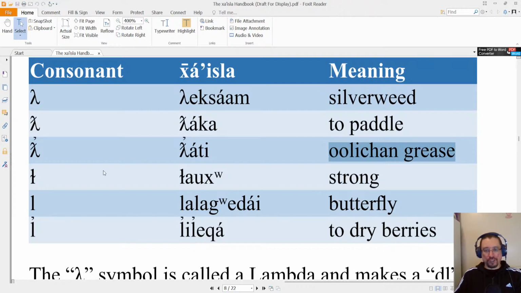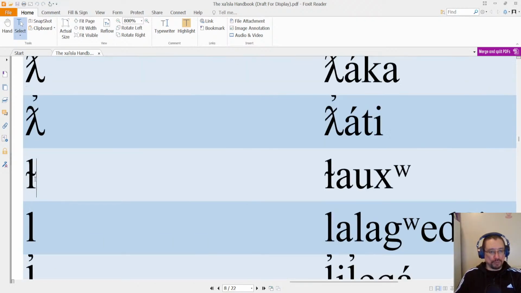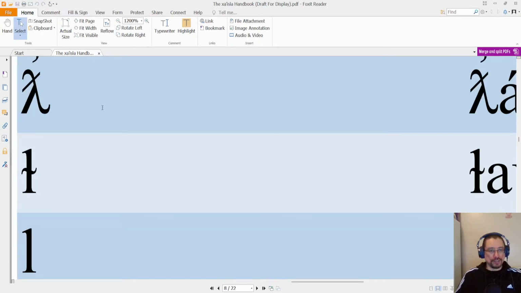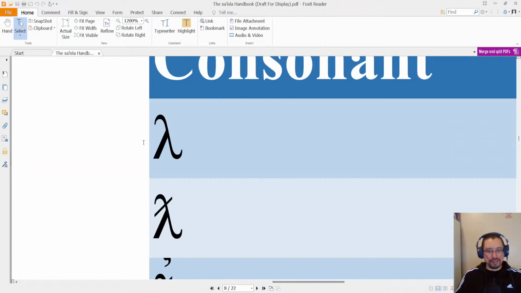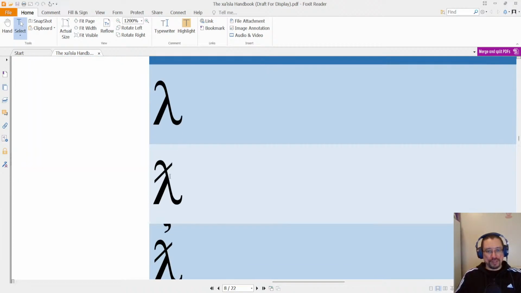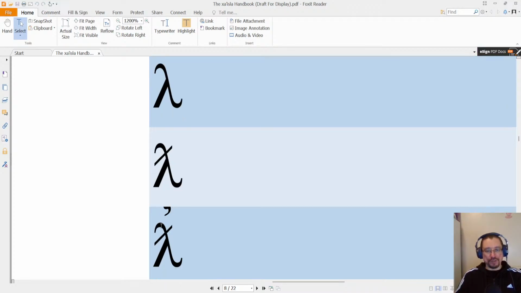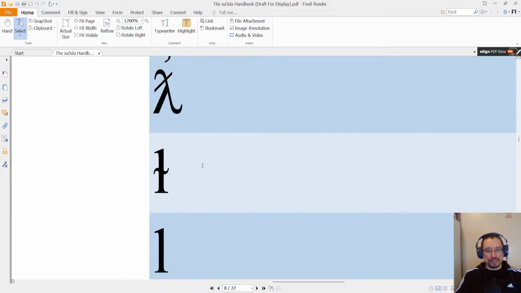T'ati means ulakangris in the xa'isla language. And this symbol here, I think maybe I'll zoom in a little bit more. You can get a better look at these symbols here. So here's the lambda. Here's the barred lambda. Here's the ejective barred lambda. You can see they start off the same. They all have one thing added to them as they go down.